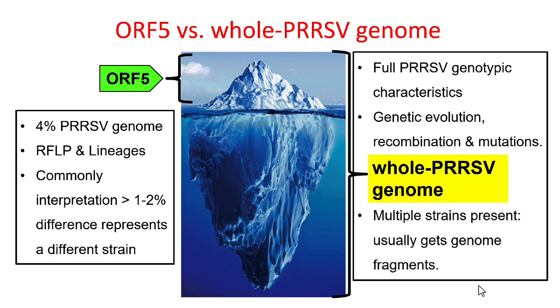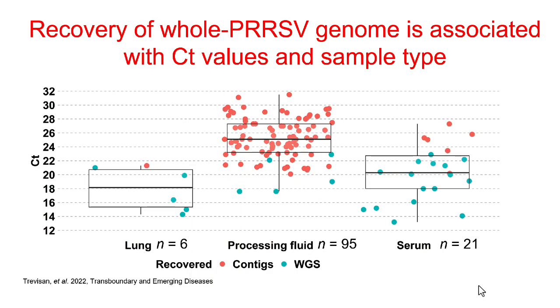On the other side, when you think about the whole genome, we are still understanding and using this information to classify PRRS virus. We can get a better phenotypic characterization of these strains. We can understand if there is genetic evolution, recombination, mutations occurring in the genes of this virus, and if multiple strains are present in the sample, we usually get genome fragments, and you can identify them if you have a farm reference strain.